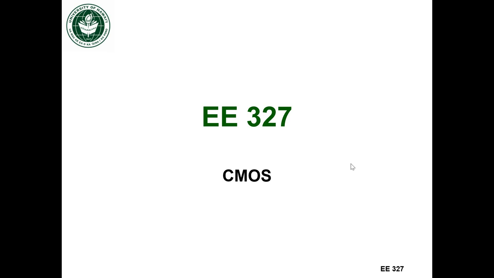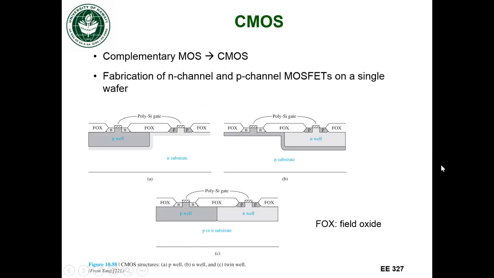This video will be on CMOS. CMOS stands for Complementary MOS. That's what the C stands for. So what this means is that we're going to fabricate N-channel and P-channel MOSFETs on a single wafer.